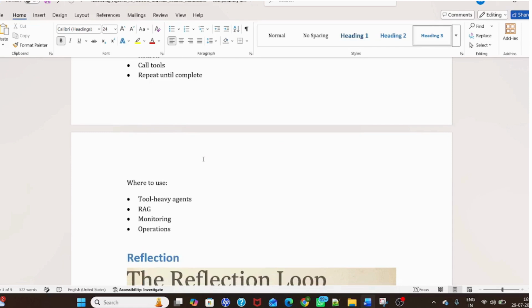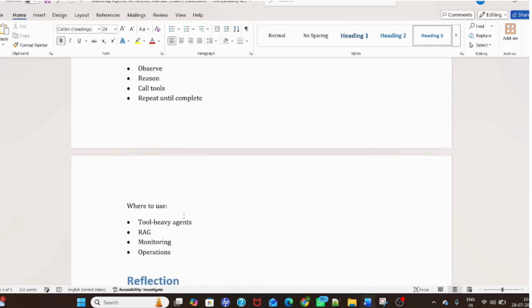Tool heavy agent, RAG agent, right? Monitoring, production monitoring, RAG agent, migrate, okay, that you can do.